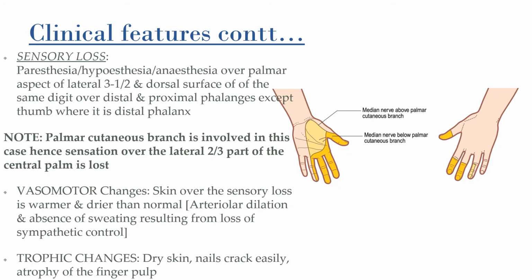A patient with a median nerve injury at the level of the elbow or middle of the forearm will have sensory loss involving the lateral 3.5 digits and the lateral 2/3 part of the palm, and the sensory loss extends over the dorsum of the hand involving the corresponding digits over the distal and the proximal phalanx. This patient will also present with vasomotor and trophic changes. The illustration on the screen shows the area supplied by the median nerve which will have sensory loss.